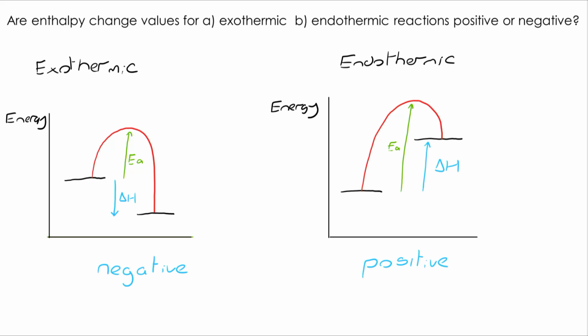For an exothermic reaction, delta H is always negative. For an endothermic reaction, where you're going up in energy from reactants to products, your delta H is always positive.